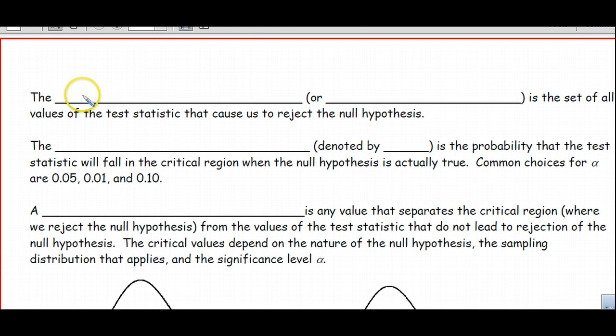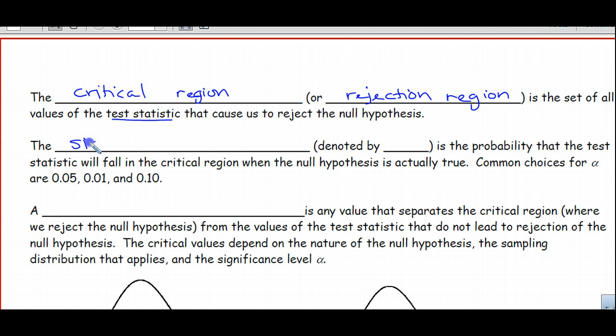The critical region, or rejection region, is the set of all values of the test statistic that causes us to reject the null hypothesis. And I'm throwing this word test statistic here, so we'll talk about that a little bit later as well.